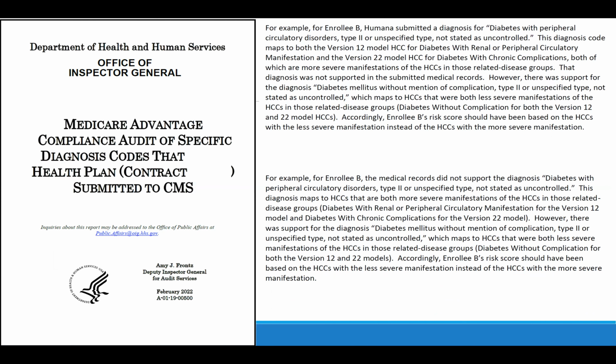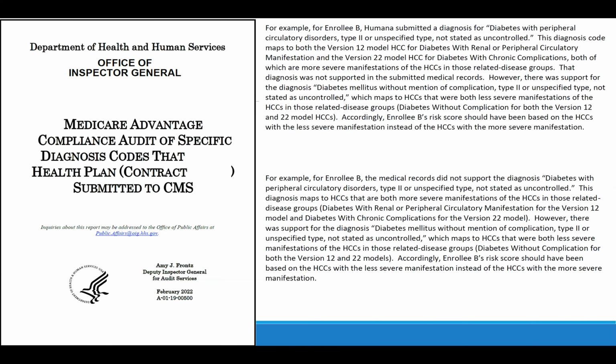Let's take a look at another one. Humana submitted a diagnosis for diabetes or peripheral circulatory disorders, type 2 or unspecified type, not as stated as uncontrolled. This diagnosis maps to both version 12 HCC for diabetes with renal or peripheral manifestation and version 22 for diabetes with chronic complications. Okay. So model 12 is quite historical, right? With chronic complications, both which are more severe manifestations in those related disease groups.